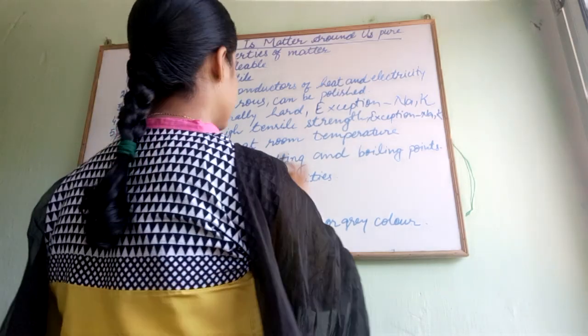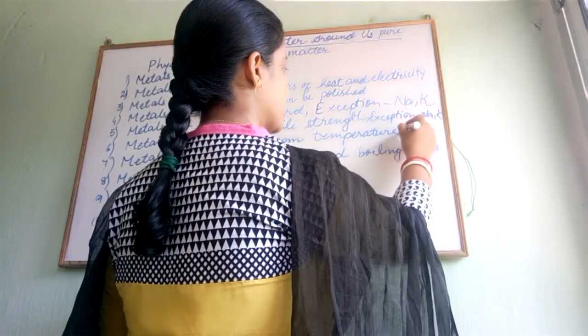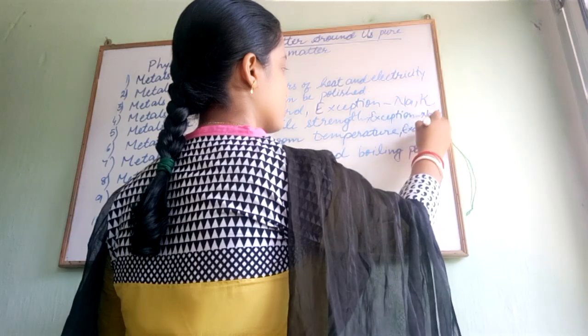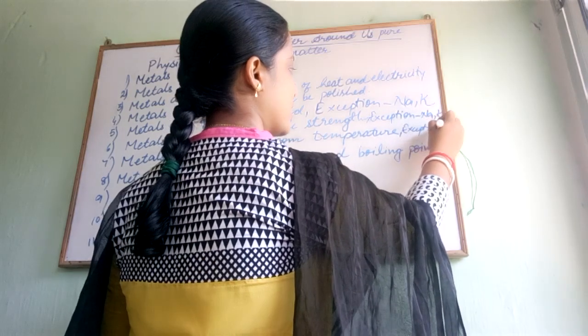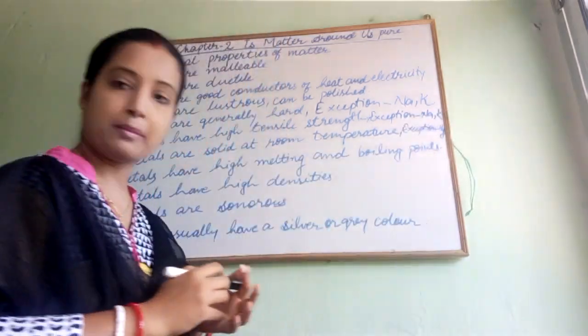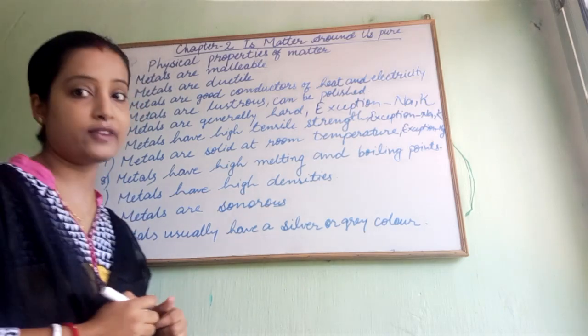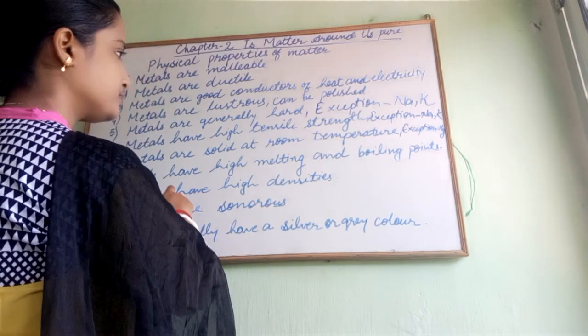So here, exception is Hg. Hg means mercury. Okay, it is a symbol of mercury. Now comes to this one.